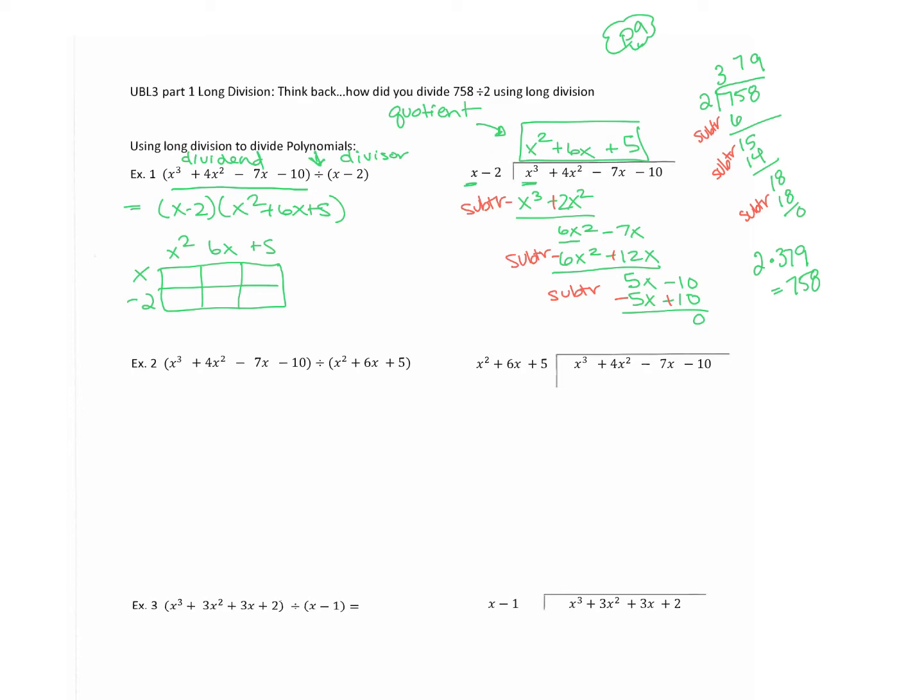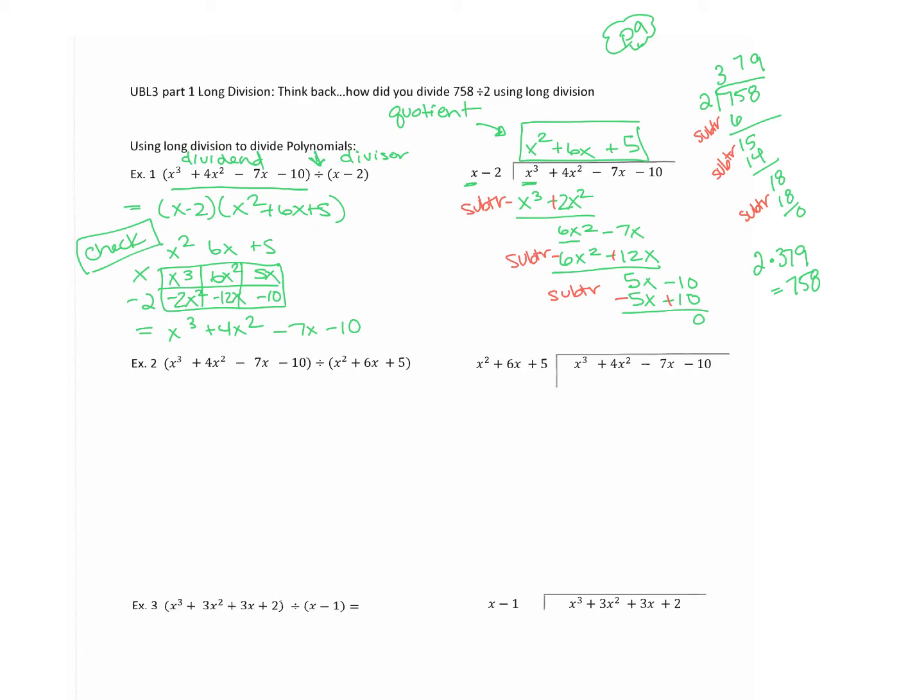Let's see. So when I multiply, I get x cubed, I get 6x squared, and I get 5x. At the bottom, I get negative 2x squared, I get negative 12x, and I get negative 10. So my answer would be x cubed plus 4x squared minus 7x minus 10. And you'll notice that's exactly what I started with in the very beginning. This is how I checked my answer to make sure I did my math correctly.